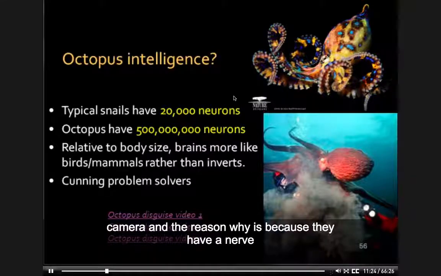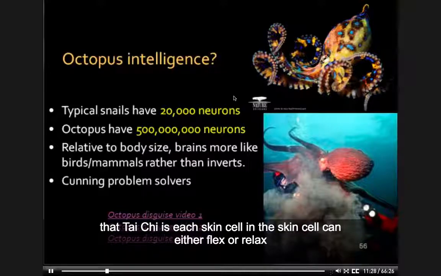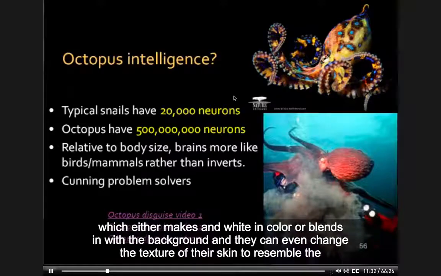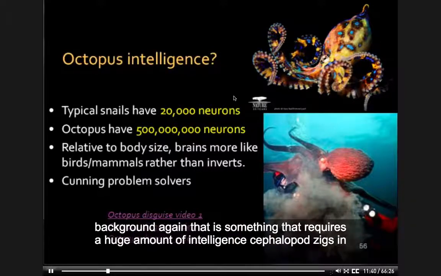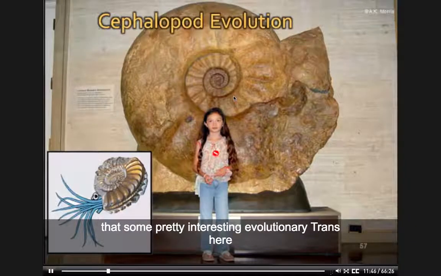And the reason why is because they have a nerve that touches each skin cell, and the skin cell can either flex or relax, which either makes it white in color or blends in with the background. And they can even change the texture of their skin to resemble the background. Again, that is something that requires a huge amount of intelligence. Cephalopods exhibit some pretty interesting evolutionary trends here.